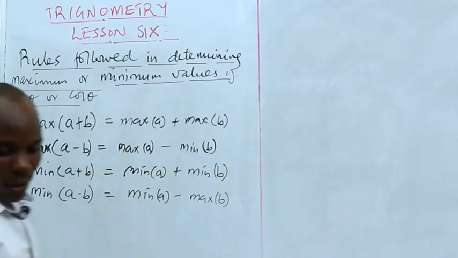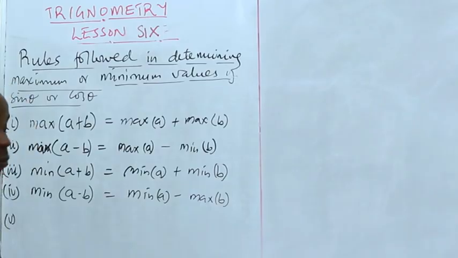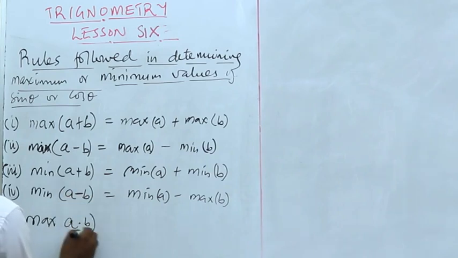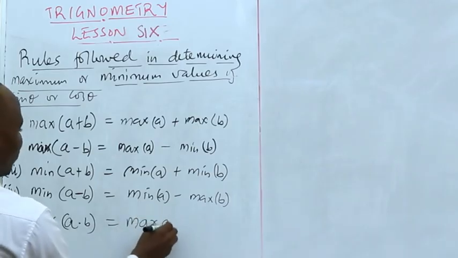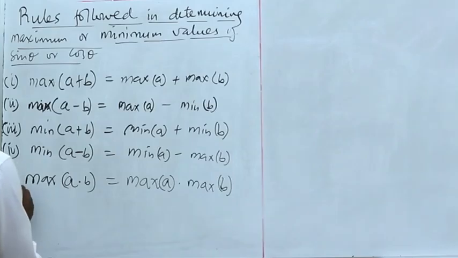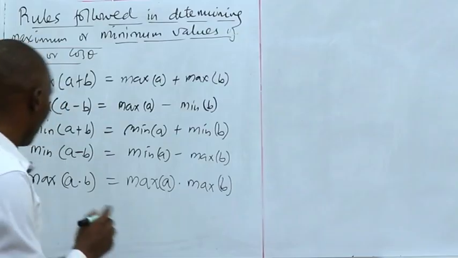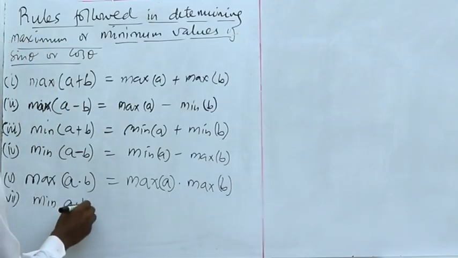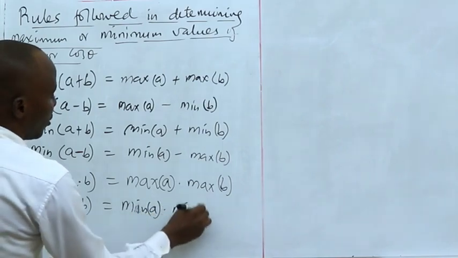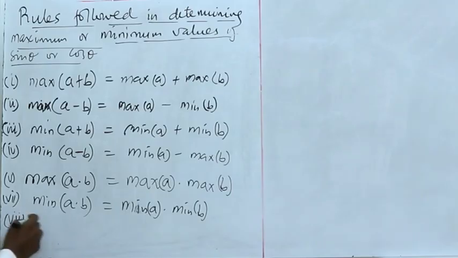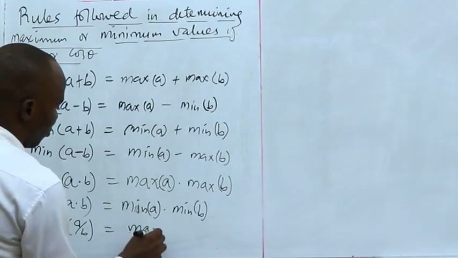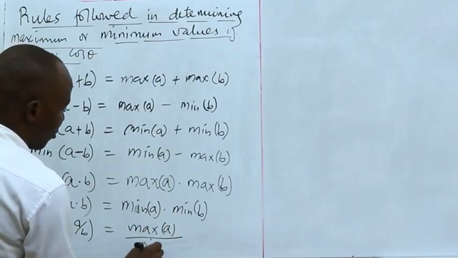Okay? Rule 5, we have the maximum of the product, the maximum of A times B. This one is the maximum of A times the maximum of B. Rule 6, which is the minimum of A times B, is the minimum of A times the minimum of B. Rule 7, we have the maximum of the quotient A over B. We are going to maximize A and minimize B. Okay?